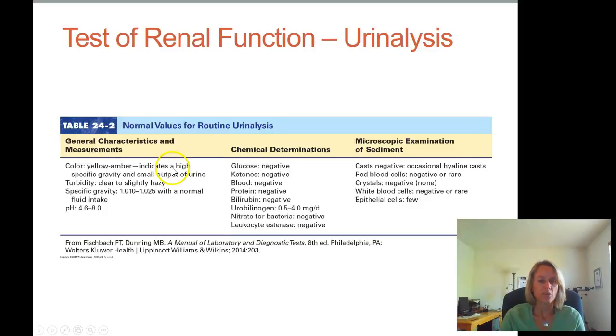This looks at some of the normal values found in a routine urinalysis. You should note that there should be no sugar in the urine, no ketones in the urine, no blood in the urine, no protein in the urine, no bilirubin in the urine. And it should be negative for bacteria and signs of bacteria.